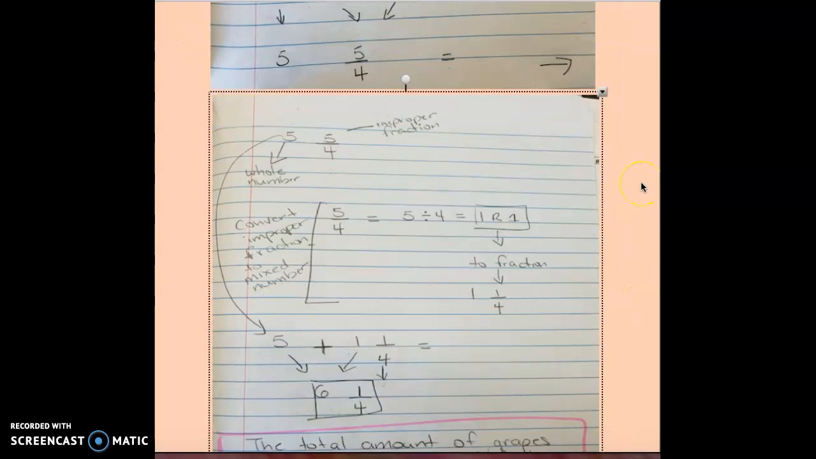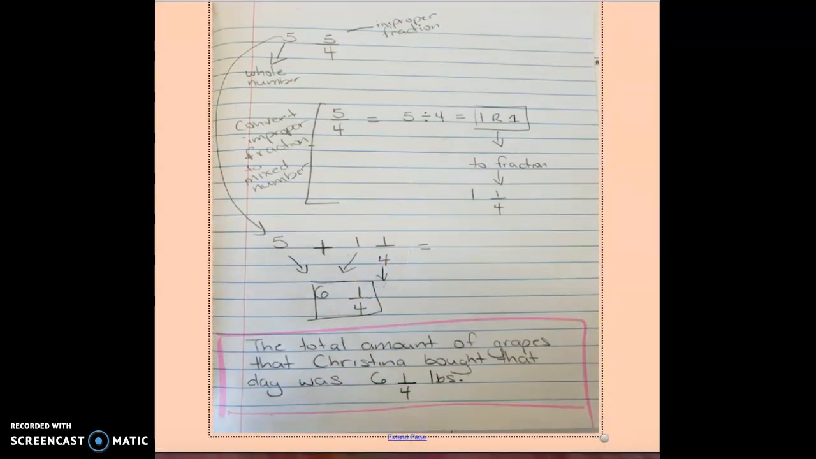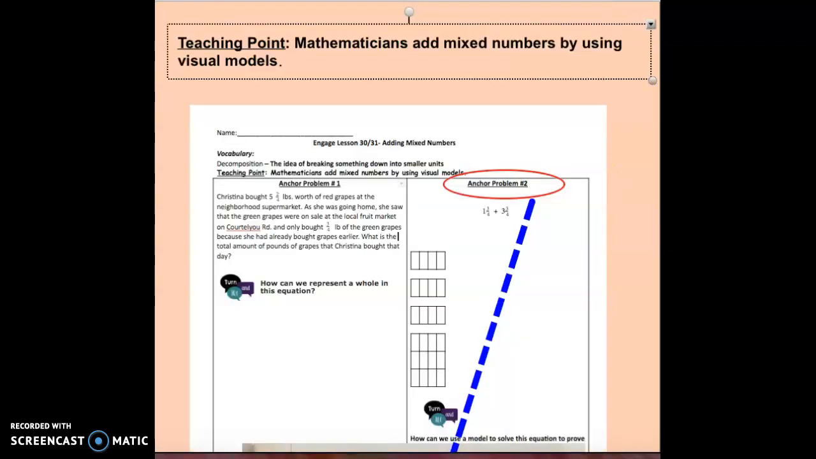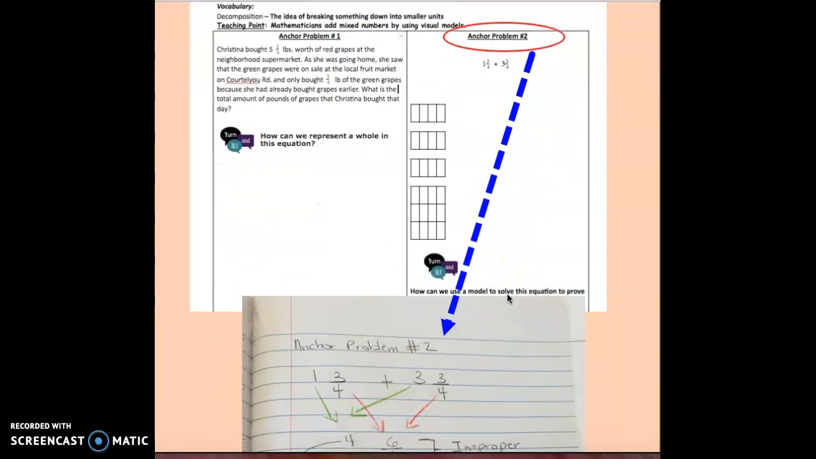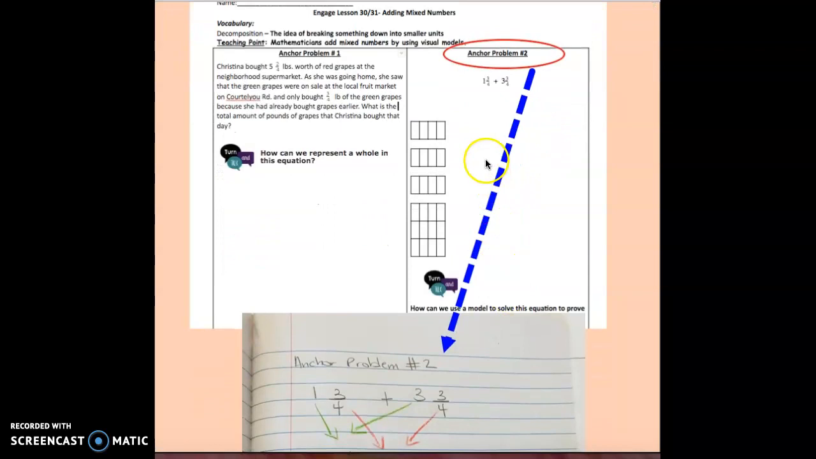Okay. Let's look at anchor problem number 2. So in anchor problem number 2, we just have an expression here that we have to complete.